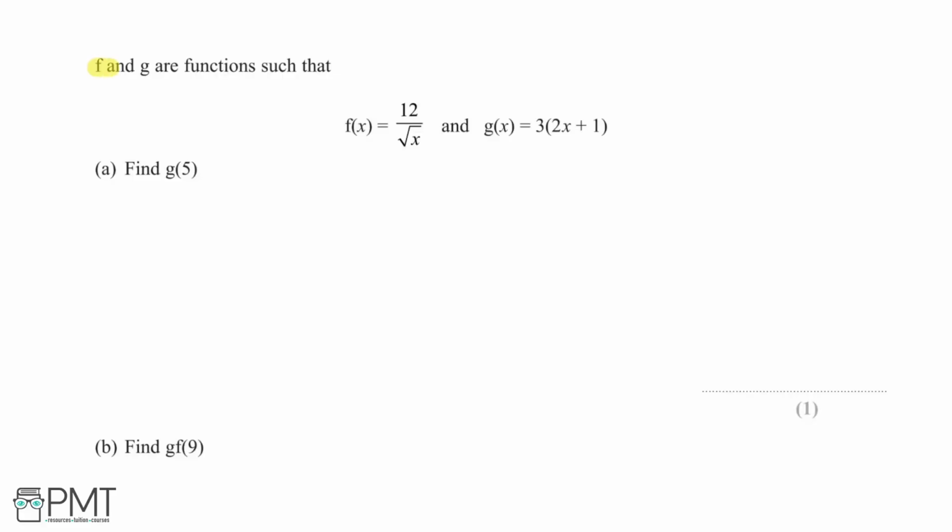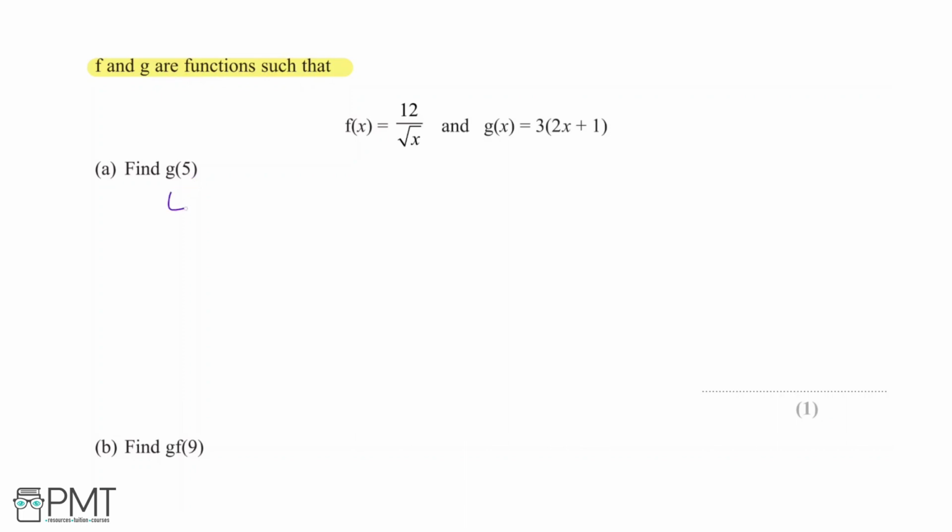We are told f and g are functions such that f(x) equals 12 over the square root of x and g(x) equals 3 times (2x plus 1). Part A has asked us to find g of 5 for 1 mark.